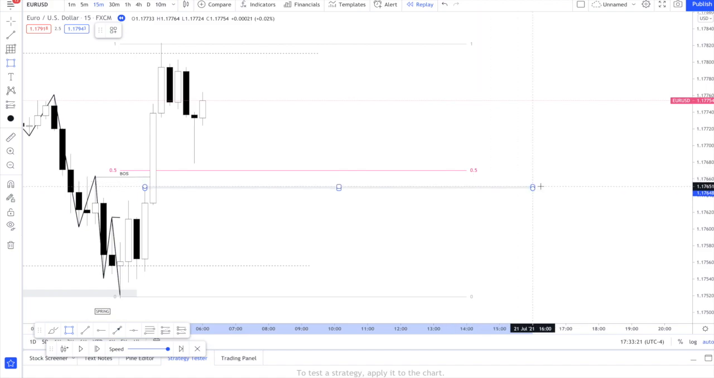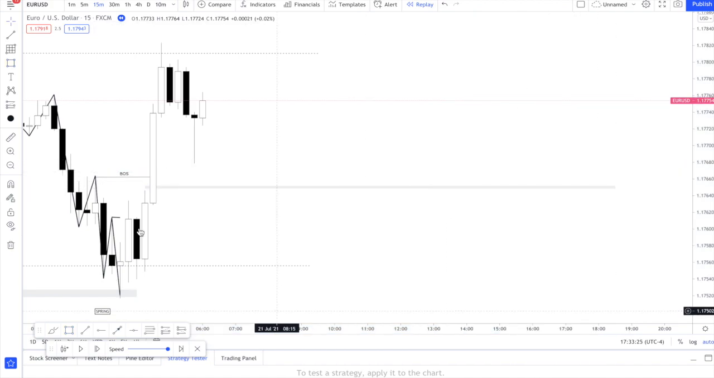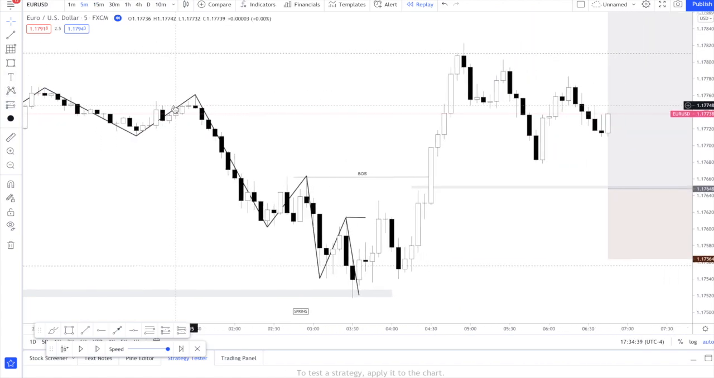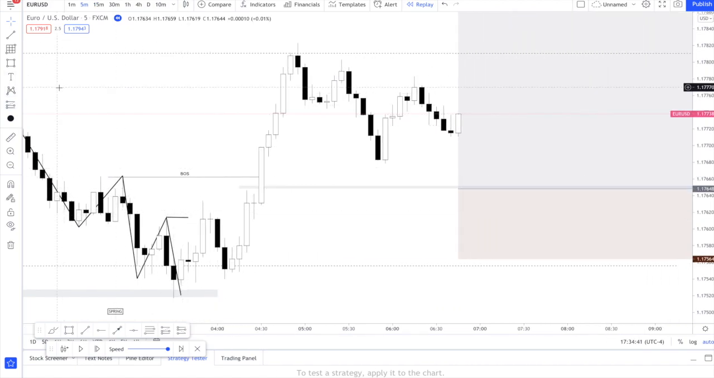So let me see if I can find an entry and a stop loss where I can afford both. Okay, so on the 5 minute, we still have this imbalance down here, which is probably a piece of the order block.